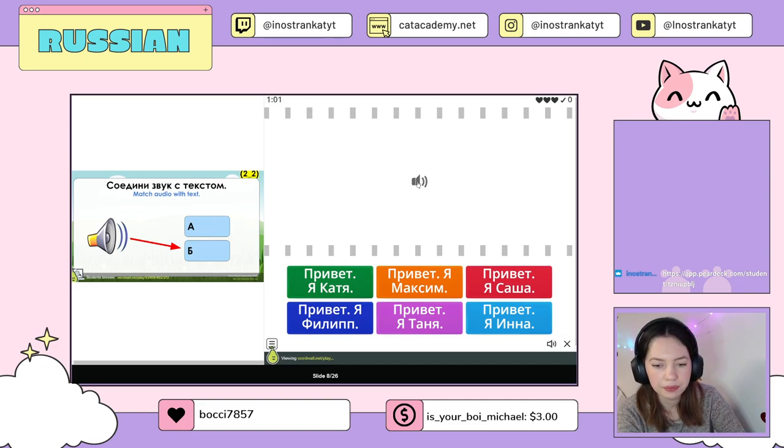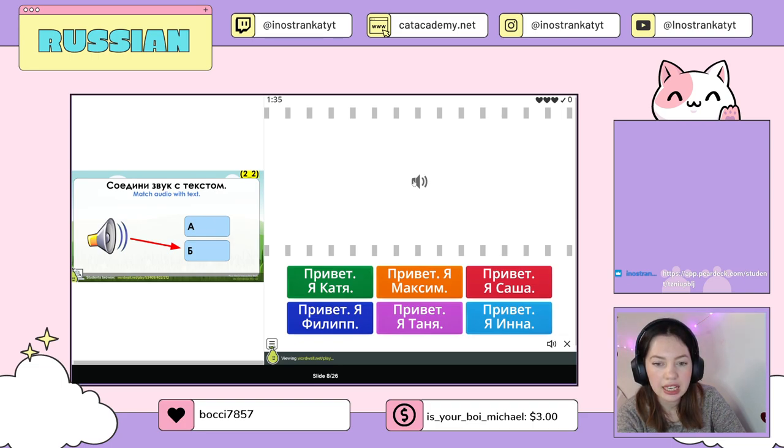Привет. Я Саша. Привет. Я Саша. Саша. Саша. So try to think, like, even if you don't remember Russian alphabet, still try to make comparison with your language or like with English language or maybe German or French or Swedish and Italian because many letters they sound pretty much the same.